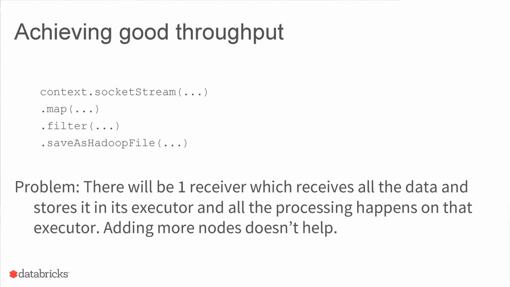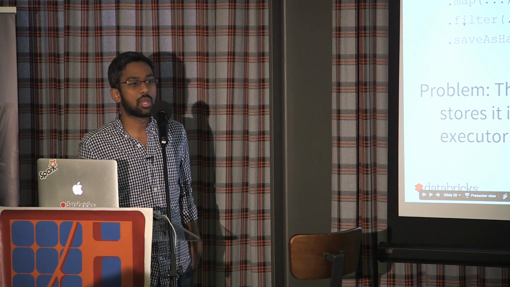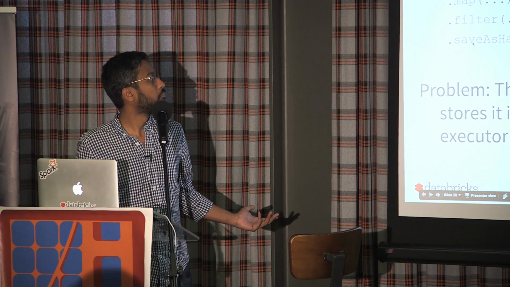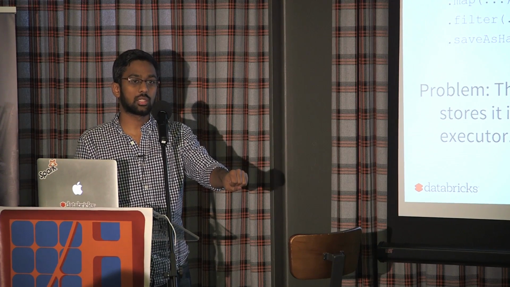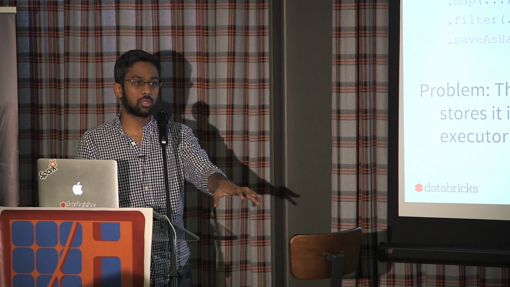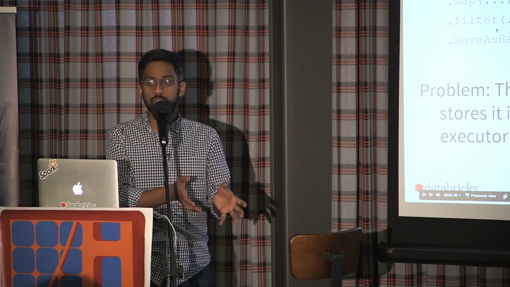The next is achieving good throughput. A lot of times we've seen people say, I have a 20 node cluster, but the Spark streaming job is still slow or doesn't scale up horizontally well with my cluster. One of the most common causes is this simple streaming job, which has a receiver, followed by a map, filter, and then save. The problem here is there is one receiver running on one of the executors, which is receiving all the data, and the data resides in that executor. And there is a map and filter operation. Now Spark is going to use data locality to schedule the tasks.